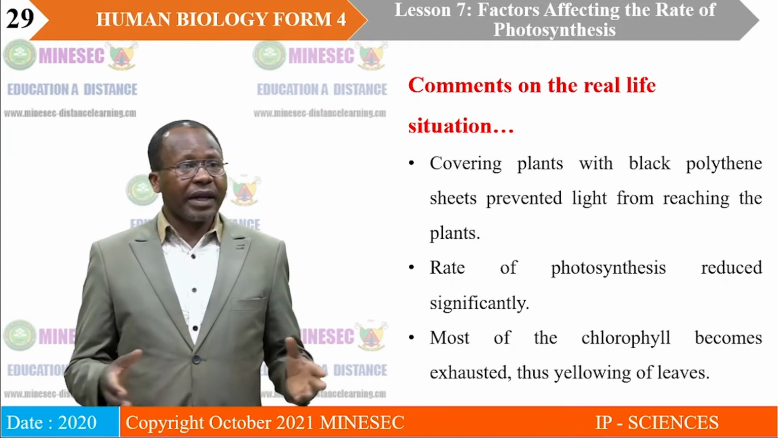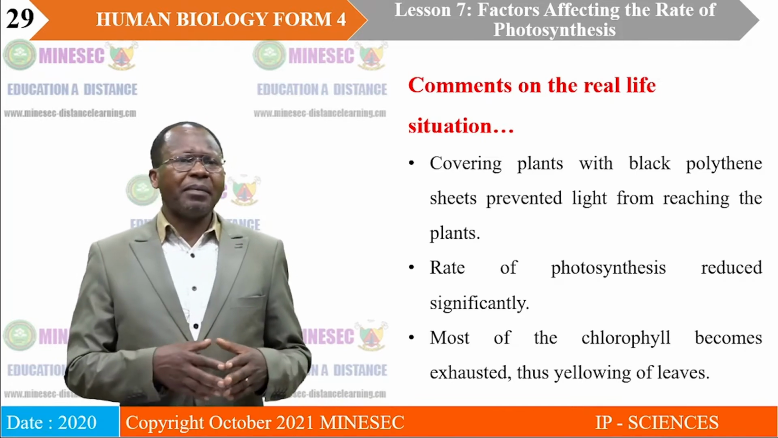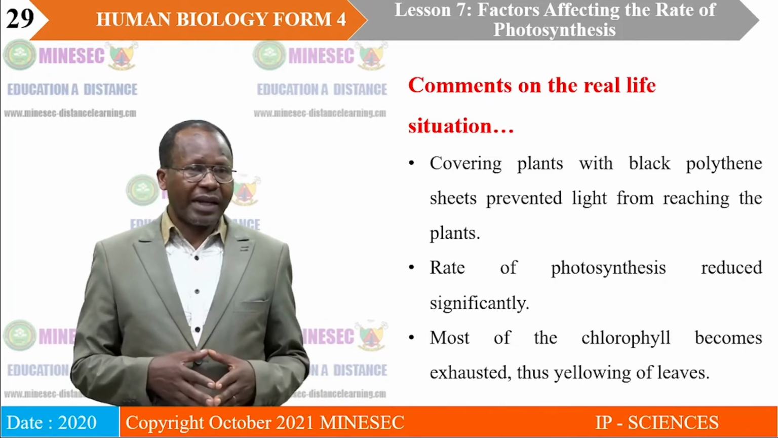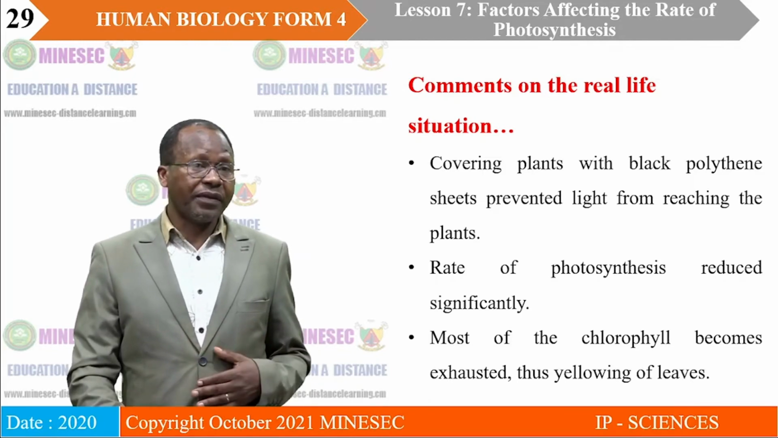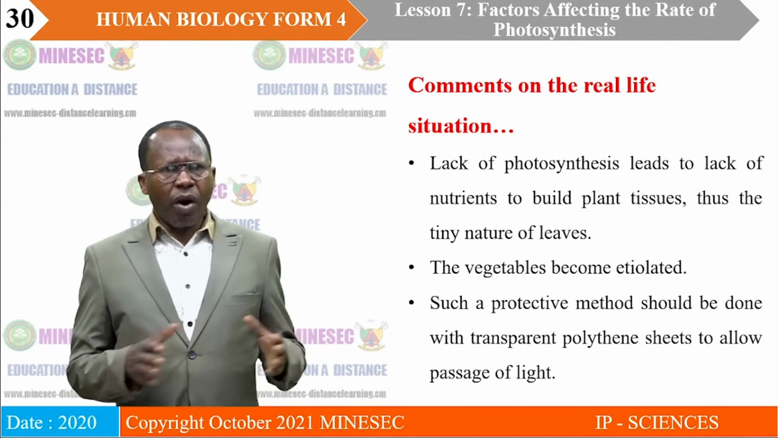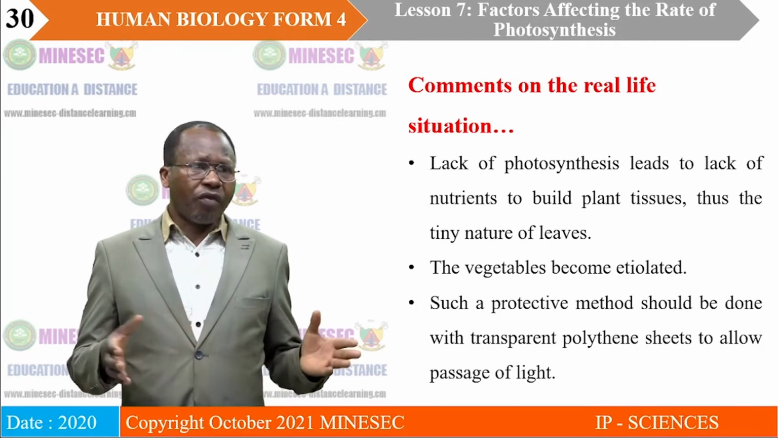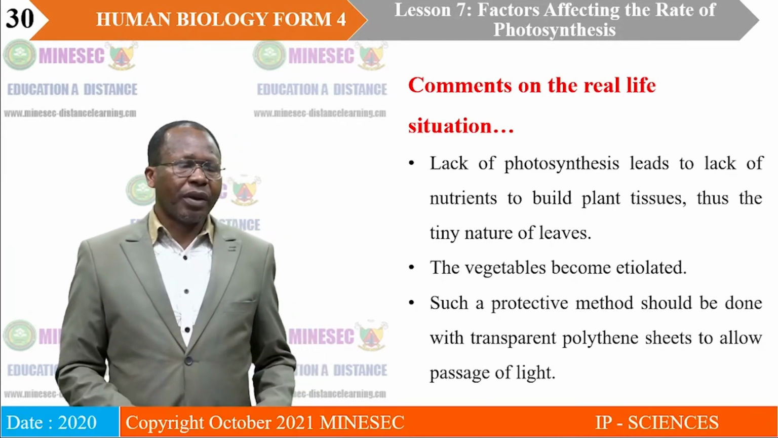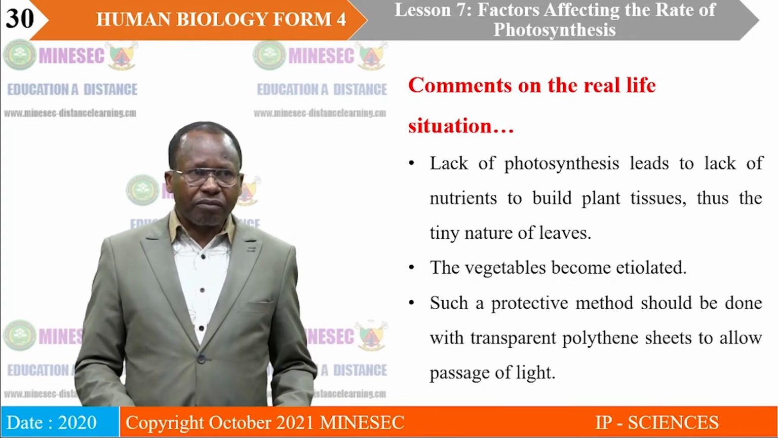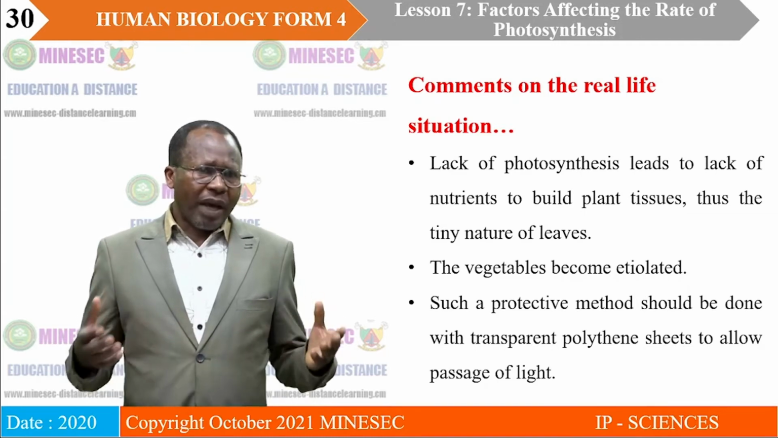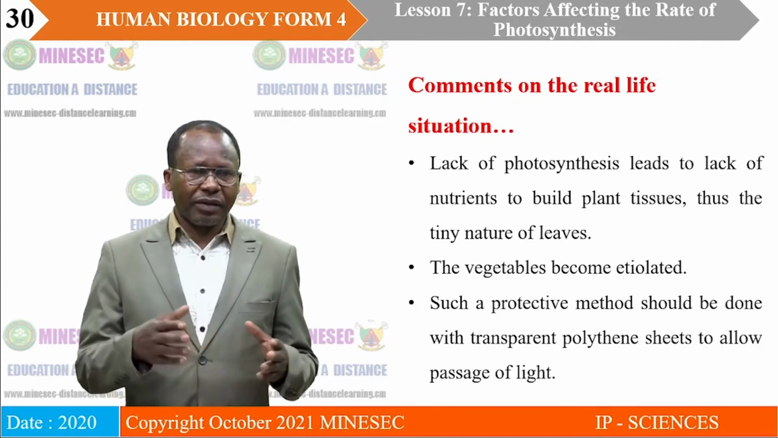And in so doing, the rate of photosynthesis is reduced significantly. Most of the chlorophyll becomes exhausted due to continuous darkness, and then the leaves become yellowish. This is how the yellowish color of the leaves develops. Also, lack of photosynthesis leads to lack of nutrients to build up plant tissue, thus the tiny nature of leaves. The vegetables become etiolated. We are going to look at this etiolation in a short while from samples.